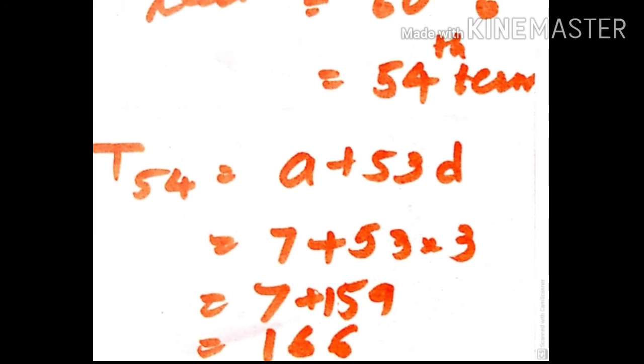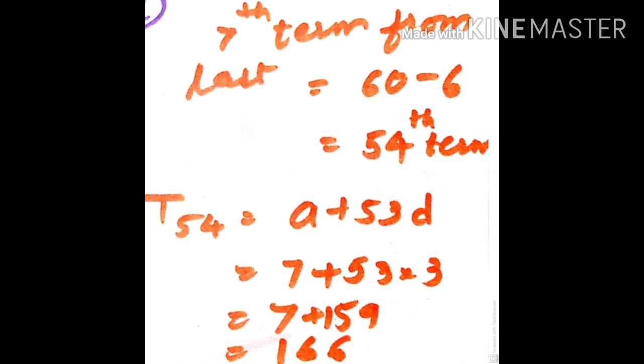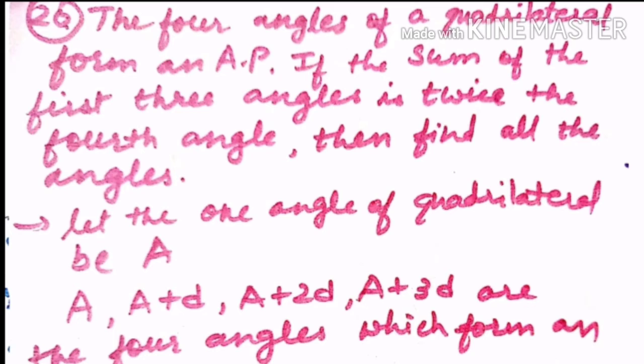Now we move on to our next question, question number 20. The four angles of a quadrilateral form an AP. If the sum of the first three angles is twice the fourth angle, then find all the angles. Here we all know that in a quadrilateral there are four angles, but here it is written that these four angles form an AP. What is the meaning of AP? That between all these four angles the difference must be the same.